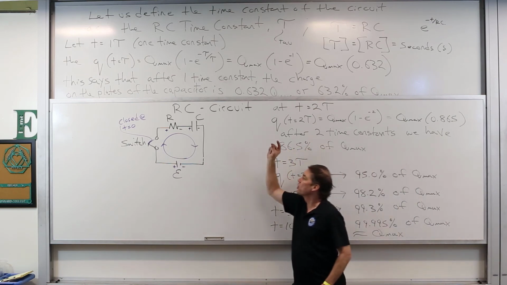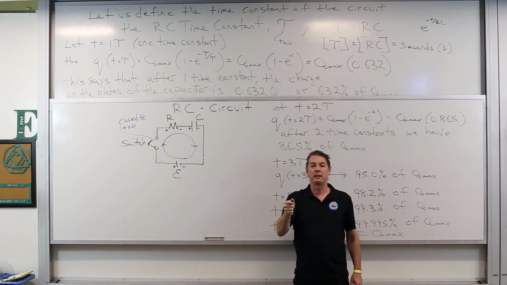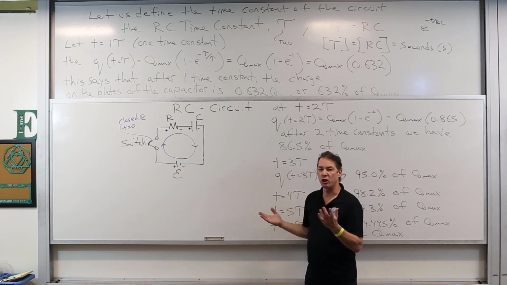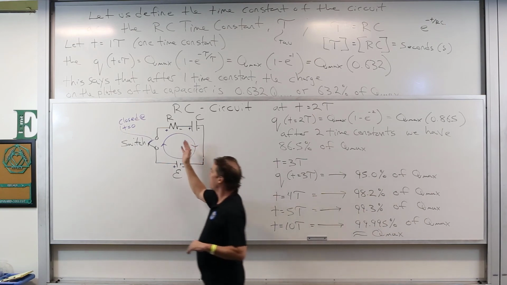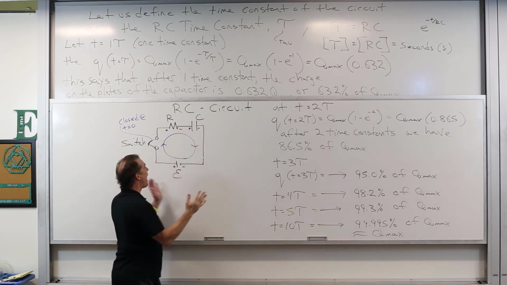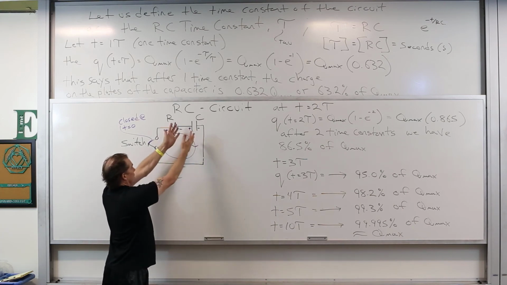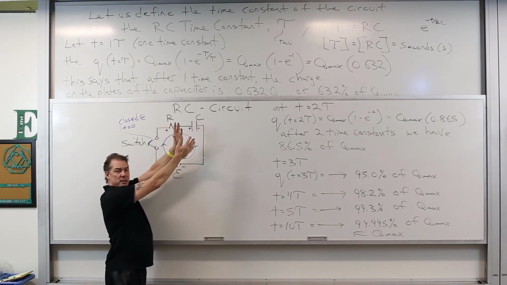We close the switch, the current is very quick, very fast current, or very large current, I should say, initially. But as time goes on, well, the current slows down. Why? It's harder to pack more electrons on this as the potential difference across the plates builds up.